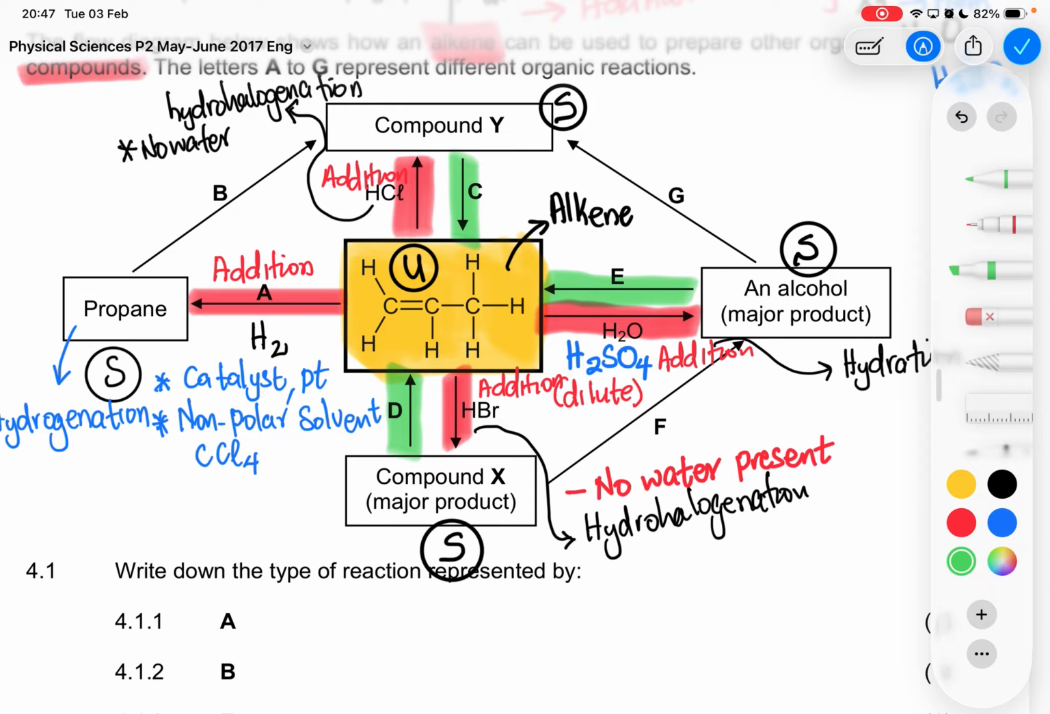So what type of reaction is reaction E? What type of reaction is reaction E? Just focus on the green. Let me hear. What type of reaction is reaction E?